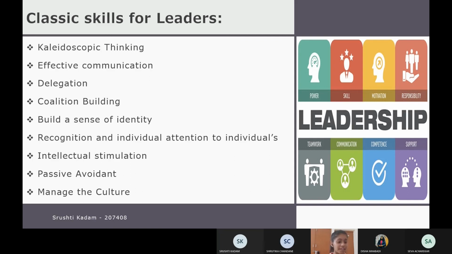Passive avoidant. The leader also needs to be passive avoidant at times. It must not be required of him to be present all the time. A leader must not react to all situations but must focus on only the areas that need severe attention. Last, manage the culture. Leaders must manage the culture. They must set boundaries for collaboration, autonomy, and the sharing of knowledge and ideas, and give meaning to events that appear random and chaotic.